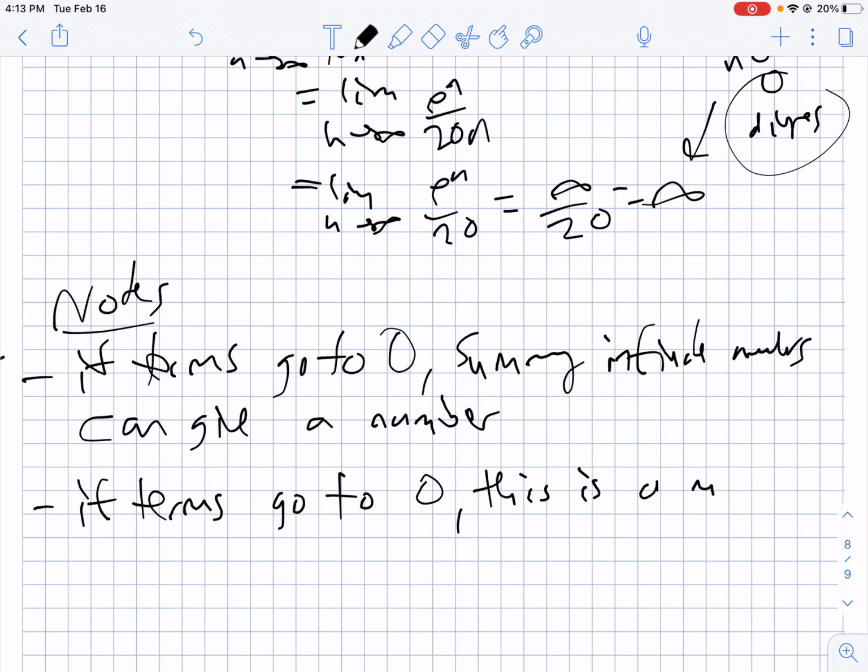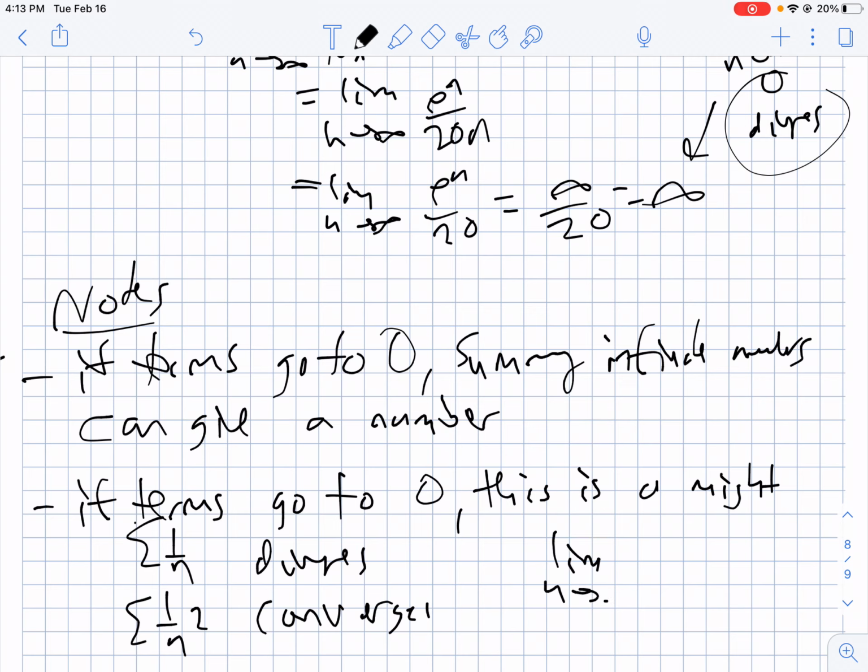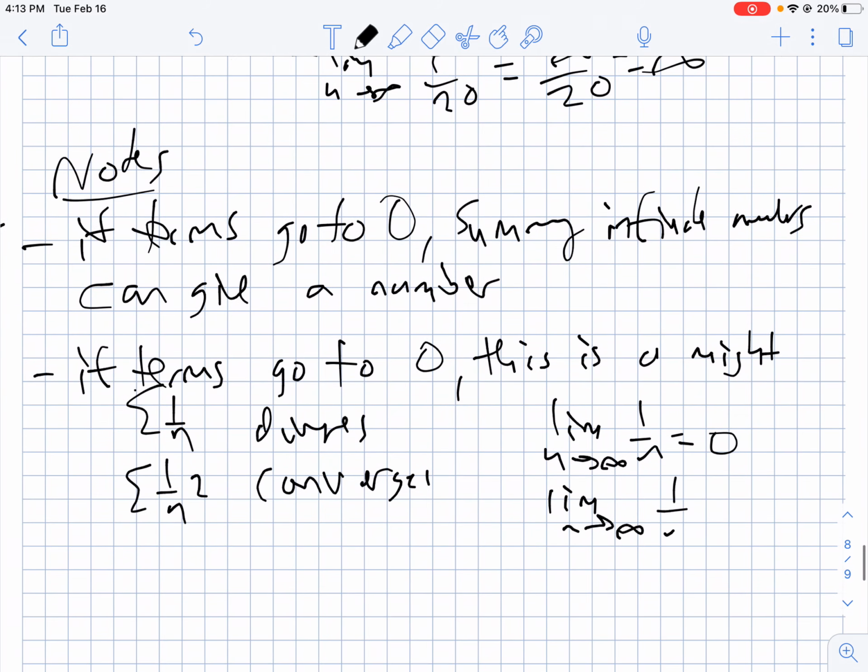And this is just going to be a little preview to our next lesson. But for example, the series of 1 over n, the famous harmonic series, actually does diverge. But the series of 1 over n squared actually is a convergent series. And again, that's something we're going to go over tomorrow. But in both of these cases, if you take the limit as n goes to infinity of 1 over n, you get 0. If you take the limit as n goes to infinity of 1 over n squared, you also get 0. But you get different outcomes.